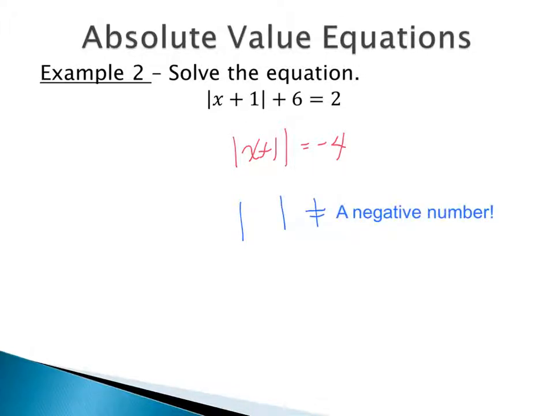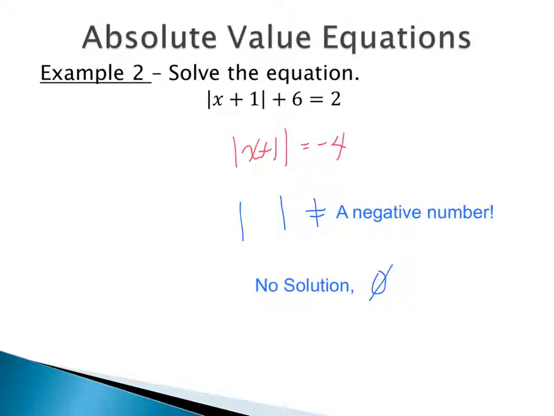So as soon as we get to this point, there's no other work to do. Since our distance can't be negative, we have an answer of no solution. We'd either say no solution or the empty set. Not much work to do, as long as you can identify that if I move the 6 over, we get negative 4. So whenever we have the absolute value equal to a negative number, there is no solution.